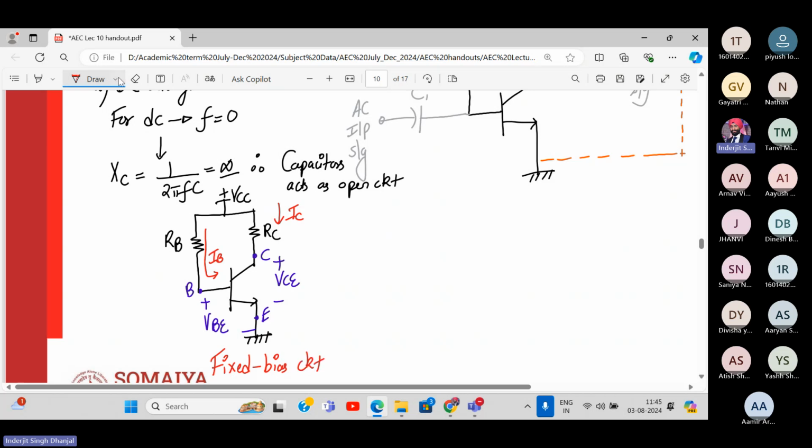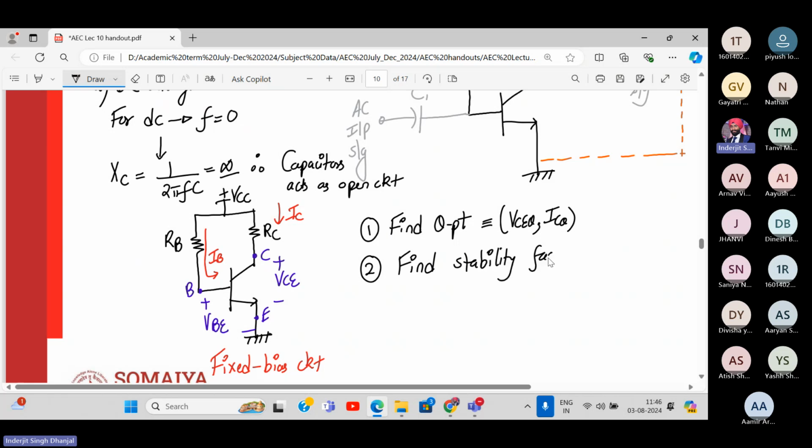So for fixed bias circuit, we need to do the following. First, we need to find Q point. What do you mean by it? Q point means we need to find the expression for VCEQ and ICQ. If it is a numerical, we need to find numerical value of VCEQ and ICQ. Second, find stability factor. So this is my second objective. We call it S or SICO.